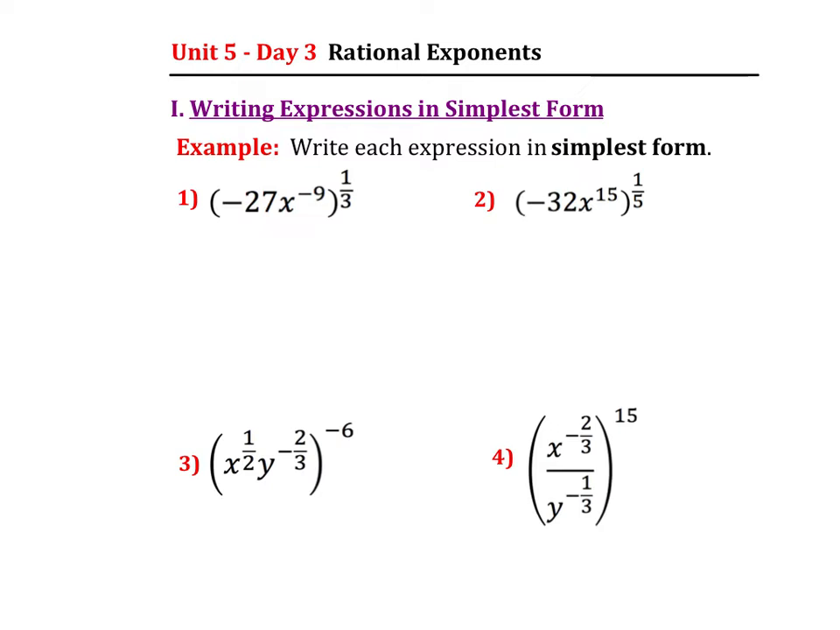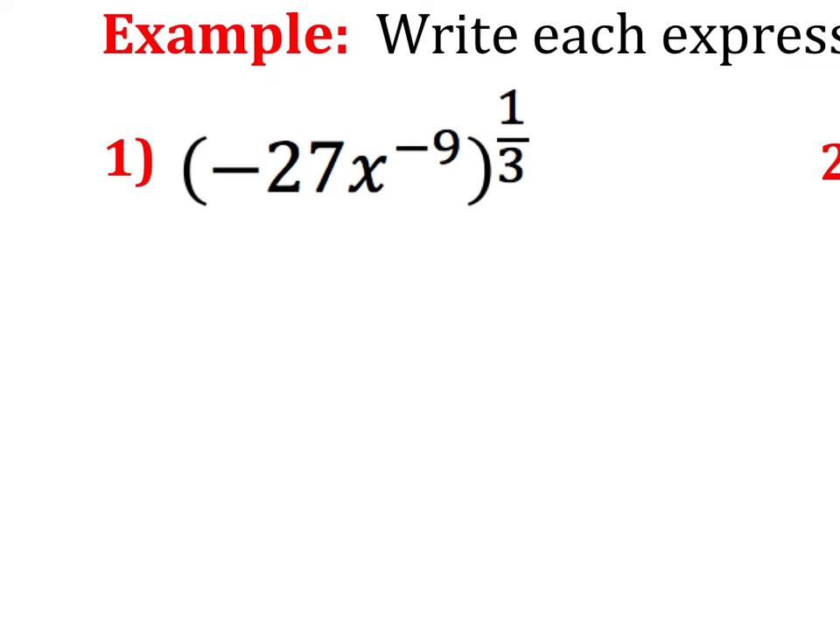So let's start off with this first one here. We have negative 27 times x to the negative 9th, all raised to the 1/3 power. So now we have the choice. We can either deal with the inside terms first, right? So if I wanted to, I can move that 9 to the bottom and then distribute in that exponent. Or we could distribute the exponent in right away and then simplify. It's entirely up to you. Me personally, I like simplifying the inside first.